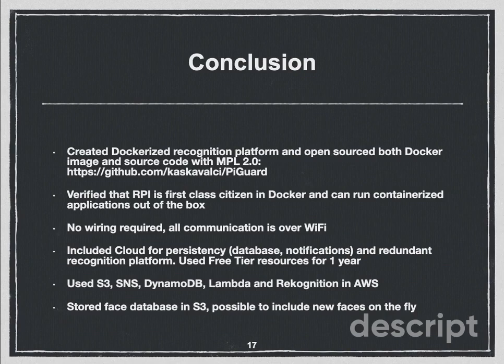Conclusion. We created a Dockerized open source recognition platform that runs on Raspberry Pis and works with any IP camera. We verified that Raspberry Pi is a first-class citizen in Docker and can run containerized applications out of the box. Our design can work over Wi-Fi. We use the cloud for persistence and as a redundant recognition platform. Our design makes it trivial to add new faces to a known faces dataset.